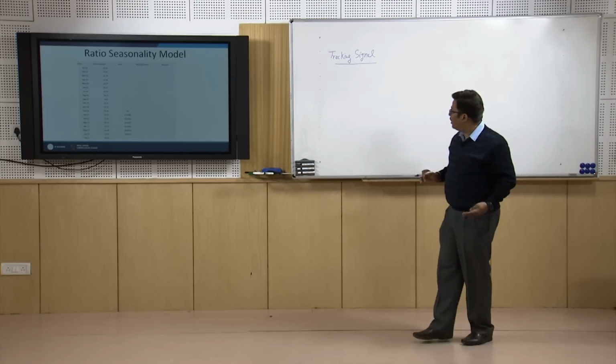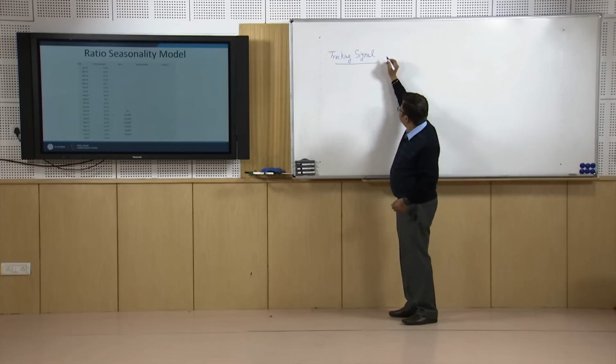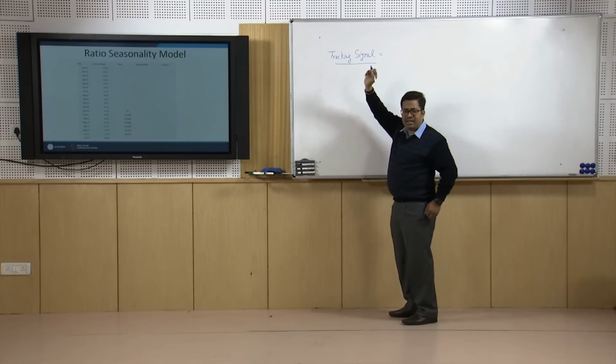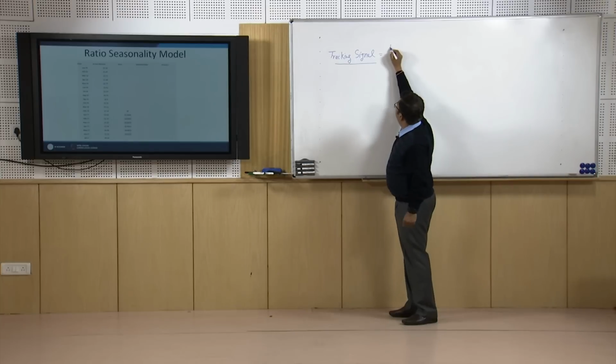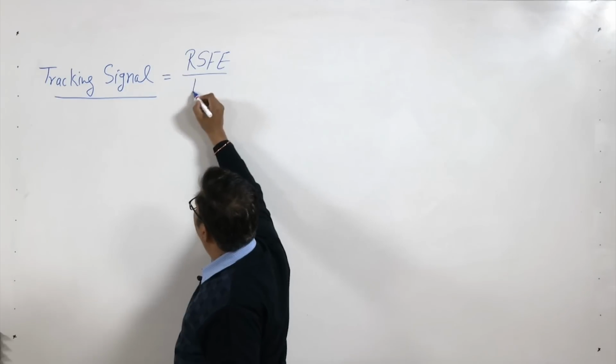Now, to understand the calculation of the tracking signal in forecasting, the tracking signal is calculated as RSFE divided by MAD.